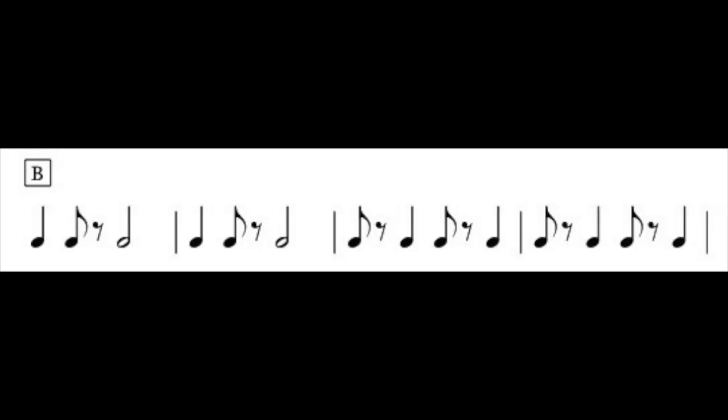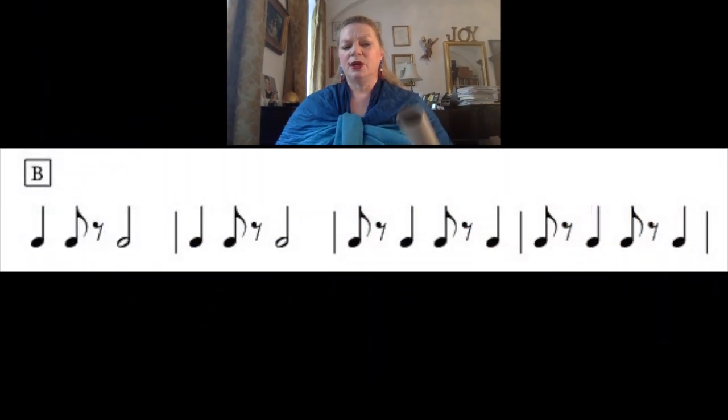B also just has, for something new, only the 8th rest. So it's the ti rest. That's the only new thing we have in this line. So let's just see if we can play it together. Look at the music. Read the music. You know these notes. B, 1, 2, ready, go.